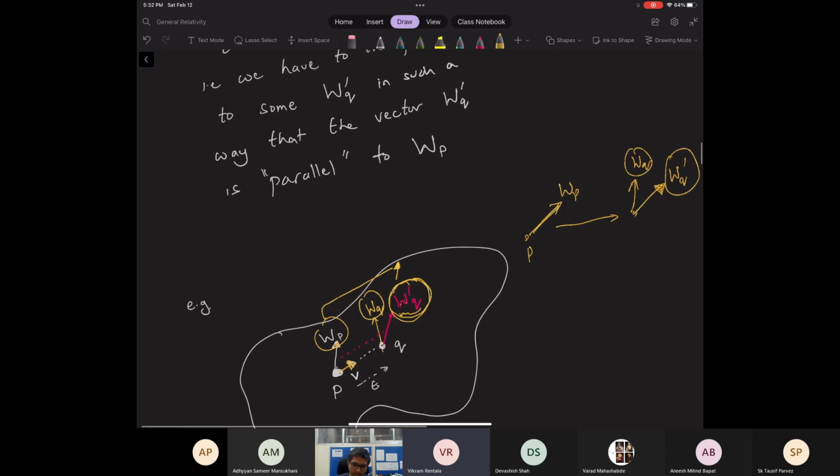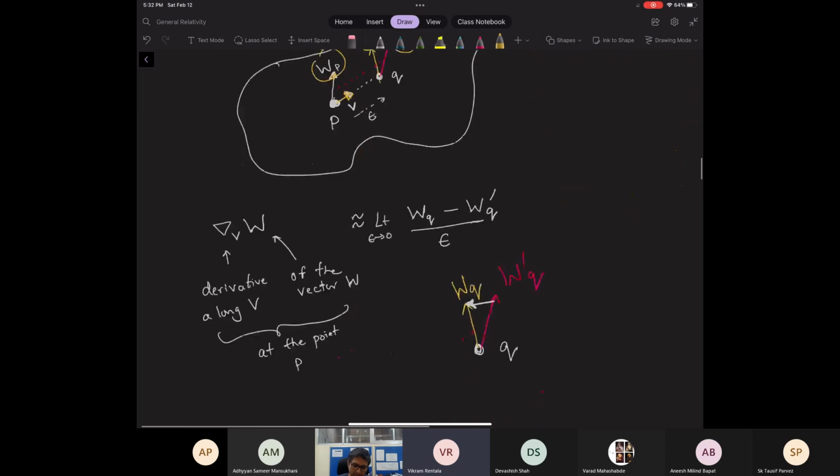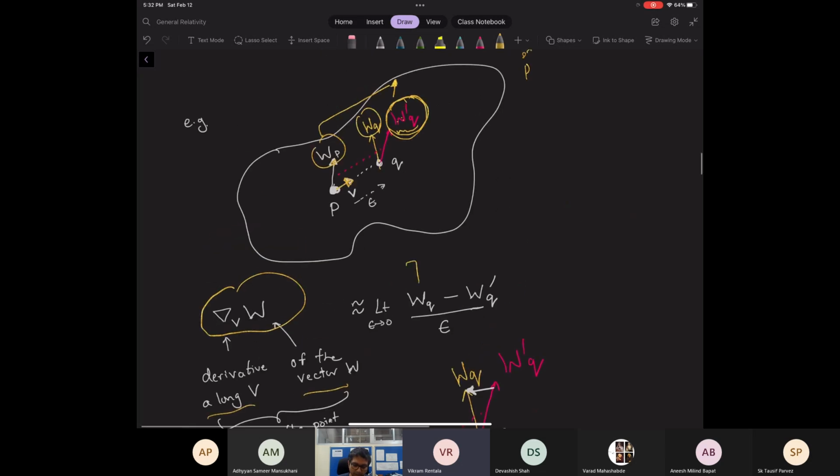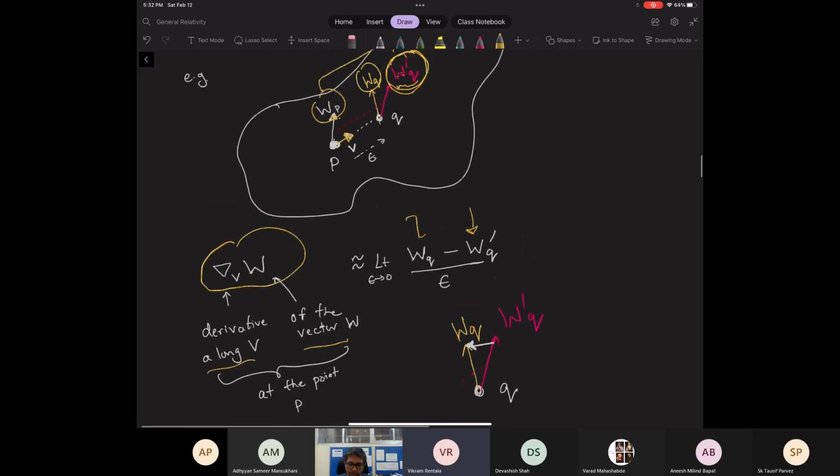And so I would redefine my notion of this directional derivative, this derivative along V of the vector field W, by taking WQ but not subtracting WP, but rather subtracting this WQ prime, this parallelly transported WP. So if I have a vector WQ and a vector WQ prime which belong to the same vector space, then I can understand what the difference is between the two of them, and I can find the difference between these two vectors.